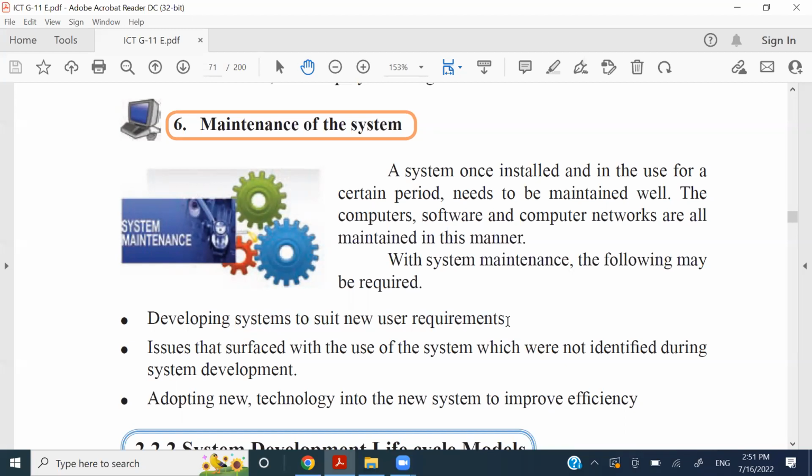So if you take a student information system, let's say when you are entering the data, earlier you haven't recorded the NIC numbers of the parents, but now you have a new requirement of having the NIC numbers of the parents in your system.